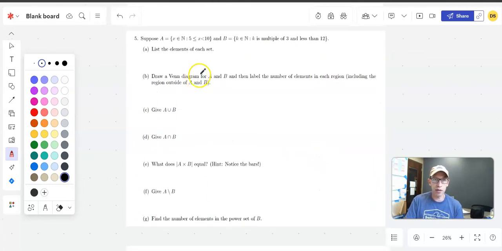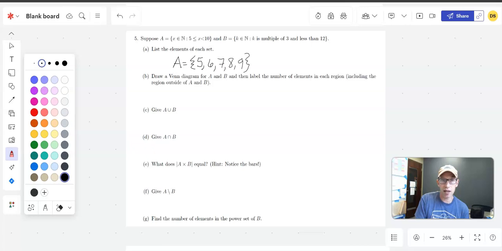All right, so here we have a couple sets. Let's start off listing the elements. So A is all the natural numbers that are at least as great as 5, but less than 10. So it's going to look like that. We want to be strictly less than 10, but we do include the 5 because of that equal sign.